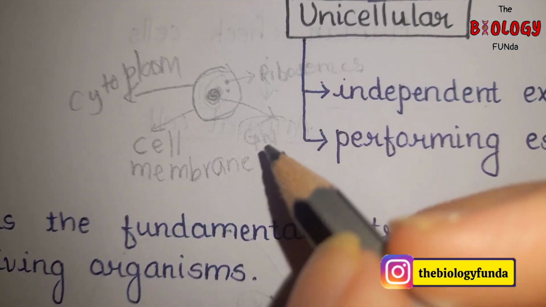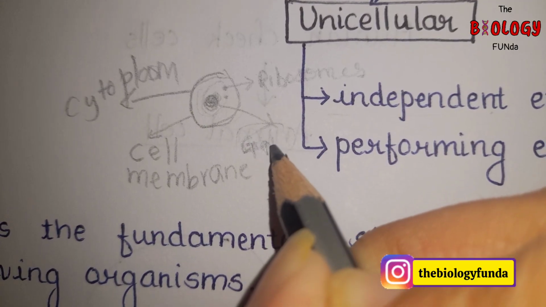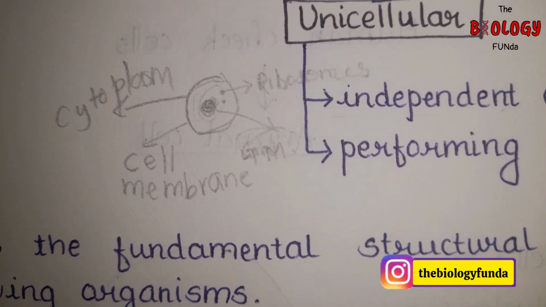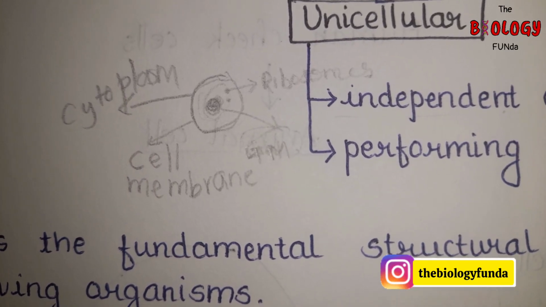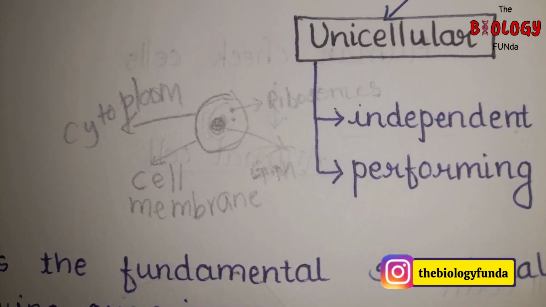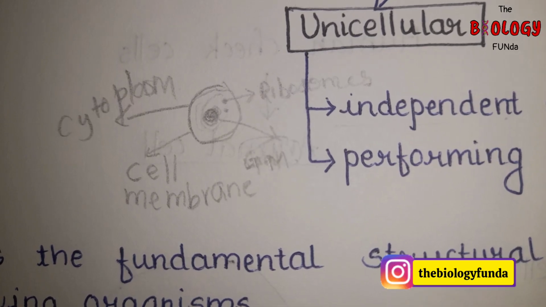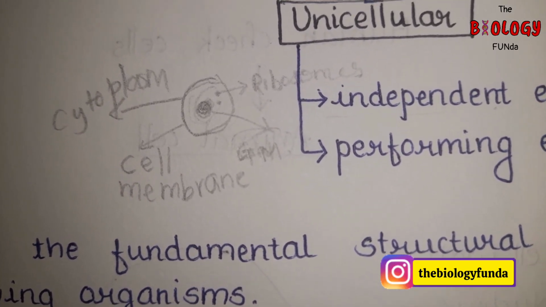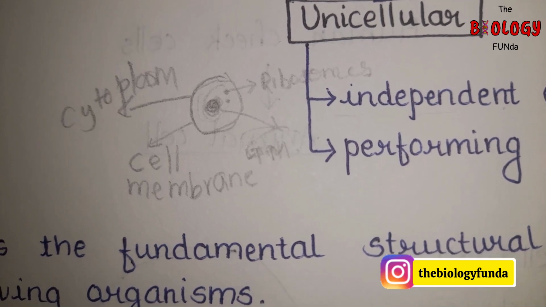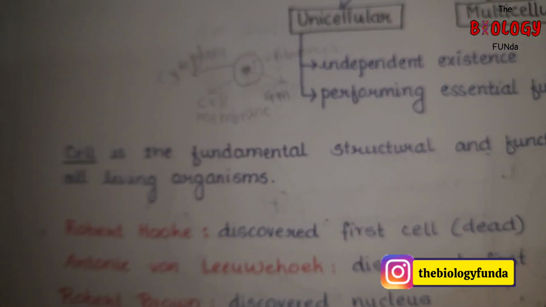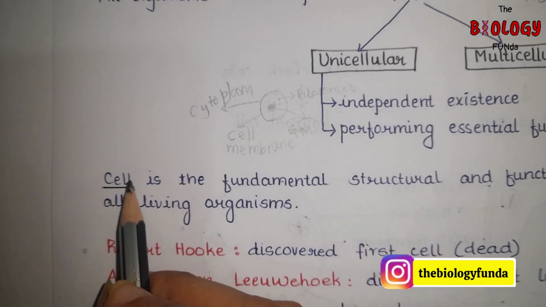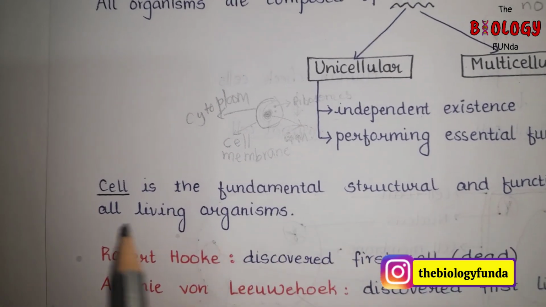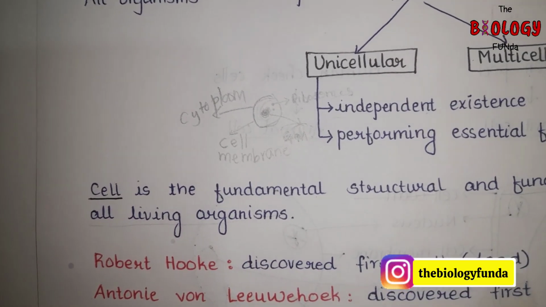So if I ask you, if one of these is absent, can it be called a cell? No. It can't be called living because these materials are absent. Example, virus. Viruses are acellular. Comment below if you know which component is absent in virus. So based on this, we can say cell is the fundamental structural and functional unit of all living organisms.